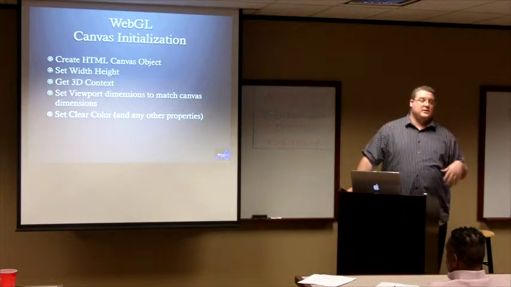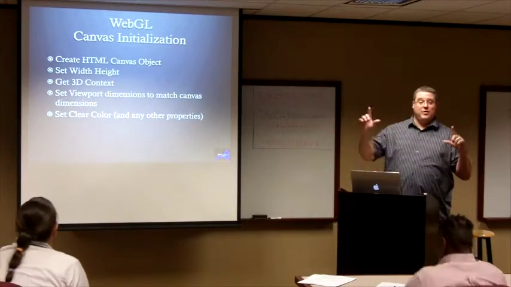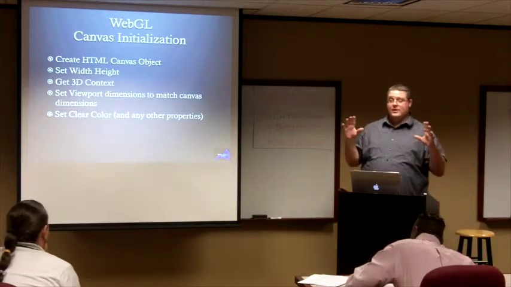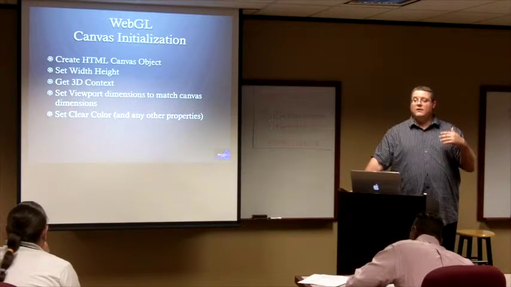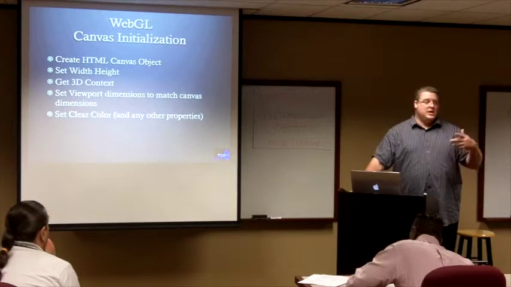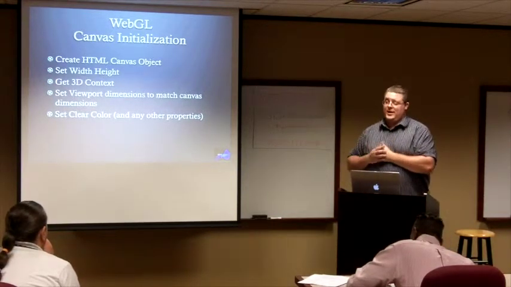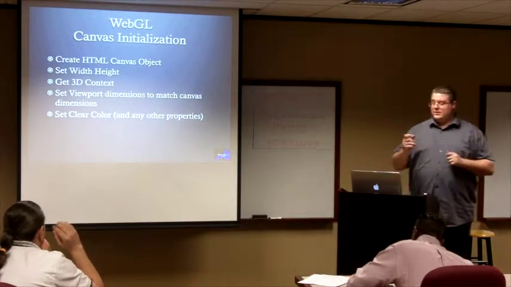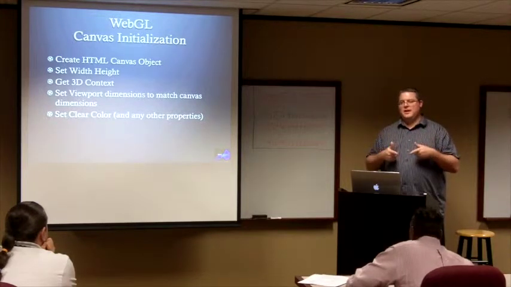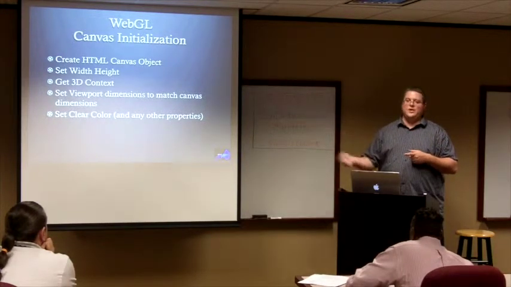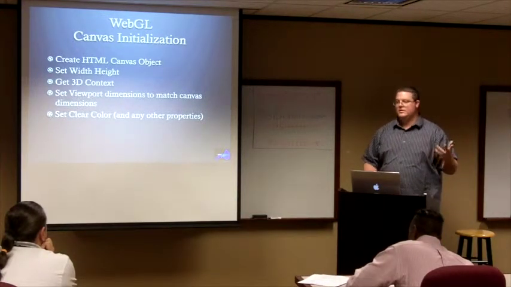First step in your canvas initialization, create a canvas object. Set its width and its height. That's important because that's going to be your viewport. Then you get the 3D context for the canvas object. If you've done canvas animations before, you've probably got the 2D context, and now we're getting the 3D context. Just as a side note, something I was trying to mess with: you cannot do 2D and 3D on the same canvas. Once you call get 3D context, and then you call the 2D version of it, it just gets ignored. So you have to pick.